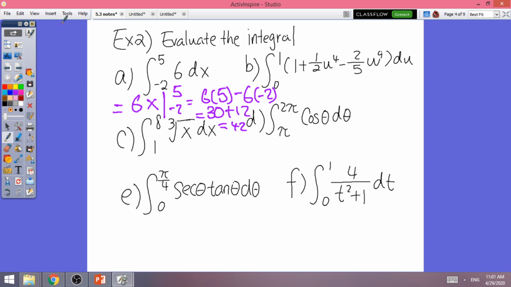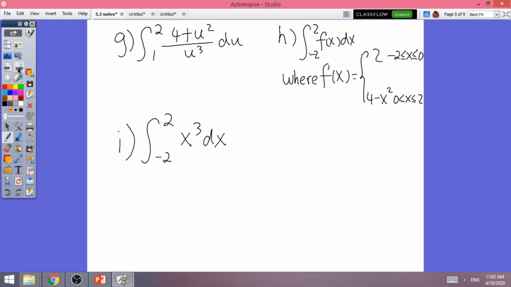So we got all the integrals. Anytime that you find the exact value of the area under the curve, this one is called the definite integral. Okay? So for the next section, we'll talk about some of the indefinite and definite integrals. Okay, so this one is the continuation. Let's try to do G, H, and I.